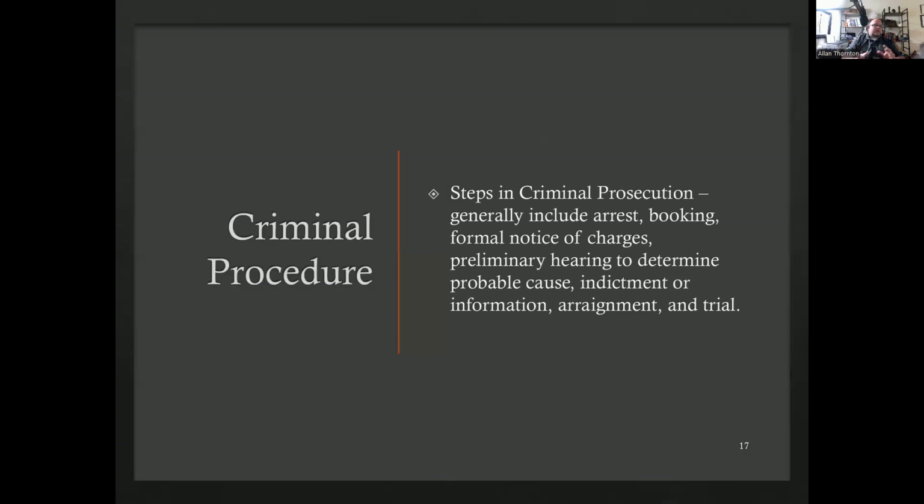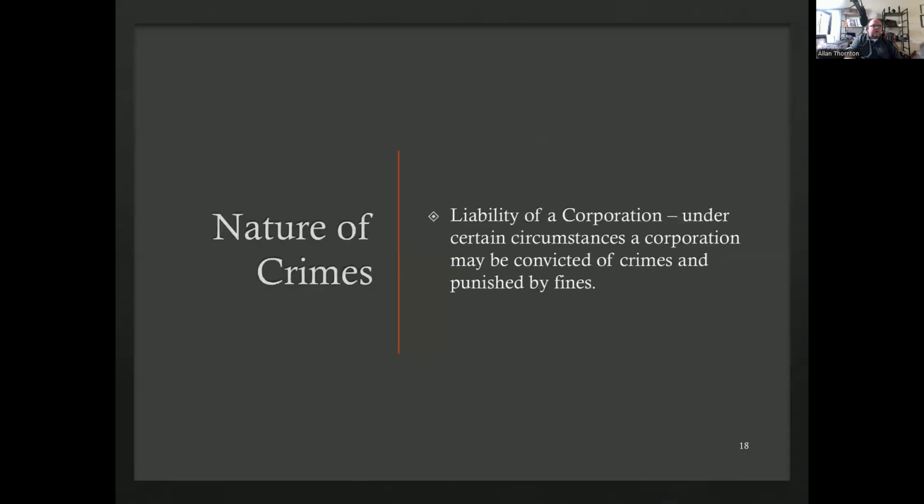In the criminal prosecution, it goes in order of an arrest, a booking, a formal notice of charges, which is normally your first appearance, preliminary hearing to determine probable cause, an indictment or information if it doesn't go to an indictment, an arraignment, and then the trial. At the arraignment is when the judge will set the date for the trial to happen, and that is how that procedure normally happens. Very seldom does it change from that.